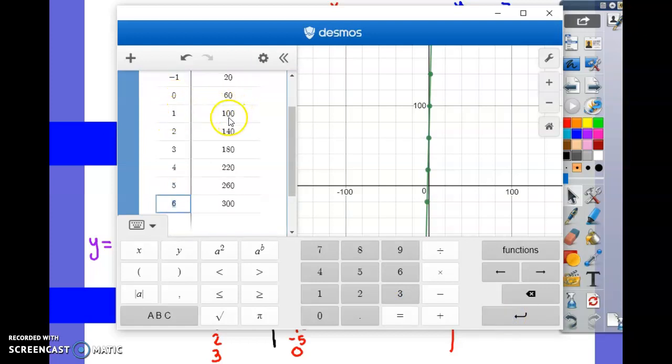1 hour, he gets paid $100. But can he work half an hour? Yes, he can work half an hour. He can work 15 minutes. He can work an hour and a half. So it doesn't have to be whole numbers, right? But it has to start at 0. So greater than 0, greater than or equal to 0, yes. And he can get paid half an hour. So it's going to be greater than or equal to 60.